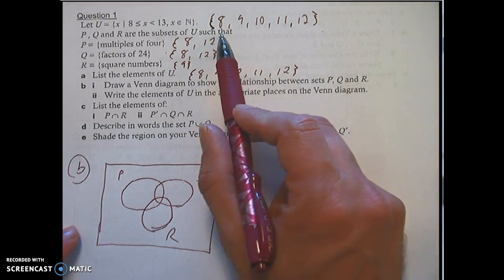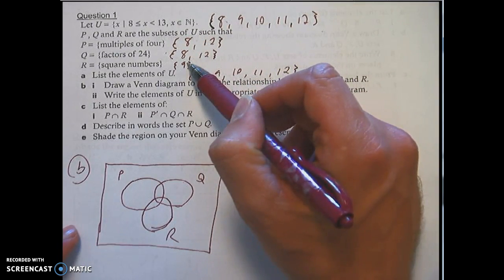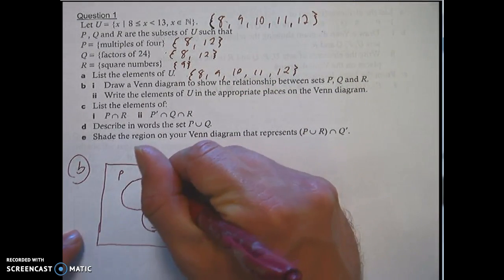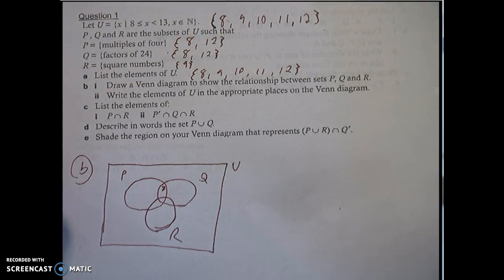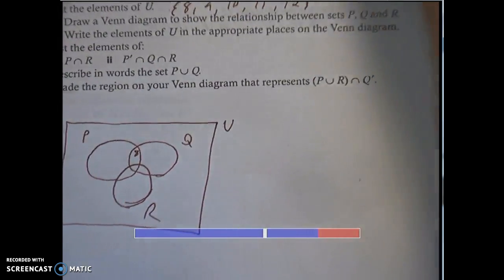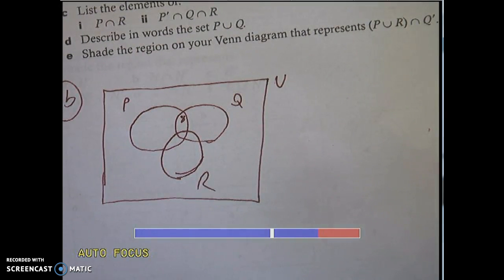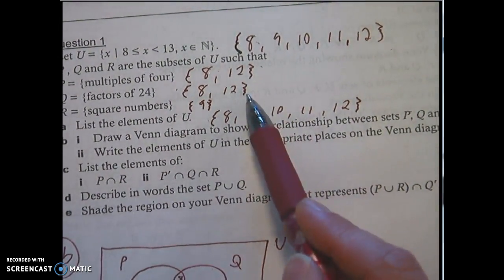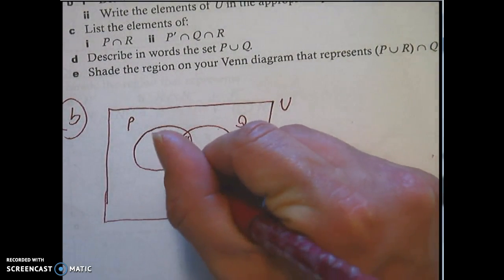So I've got an 8. Now I can see that that 8 belongs in P and Q, but not R. And the section that's P and Q but not R is right here in this intersection. That 8 belongs right there. And let me zoom in on this so you can see a little bit better. 9 only is a square number, so it only belongs in R. It doesn't belong in either P or Q. So I need to put that 9 with just the square numbers, which are right there.